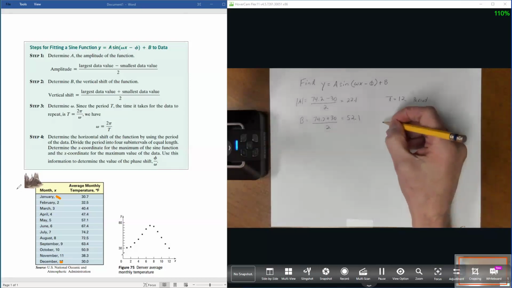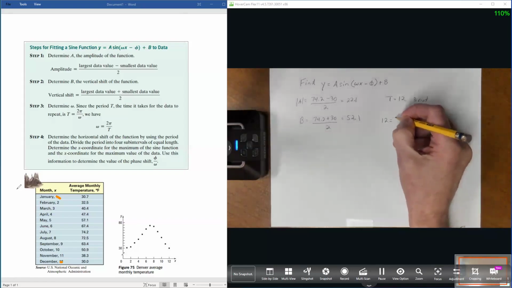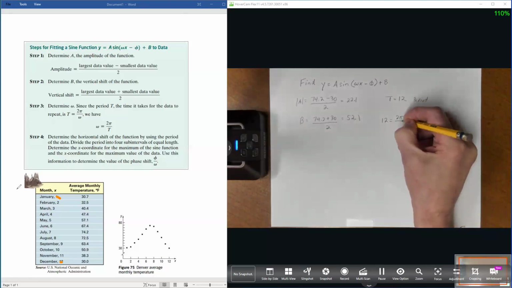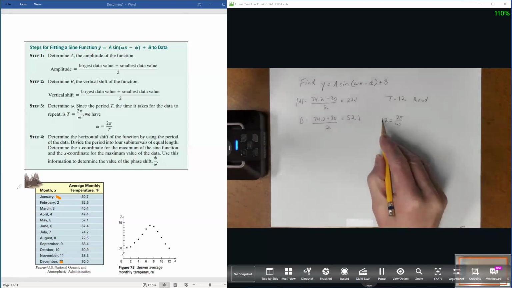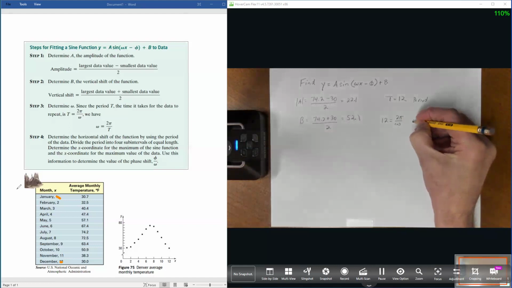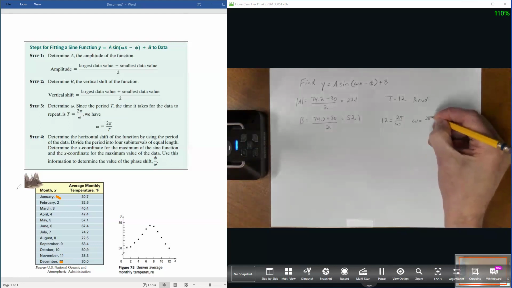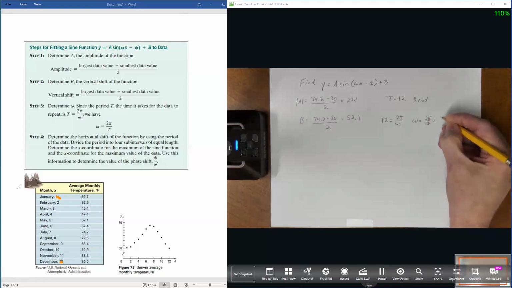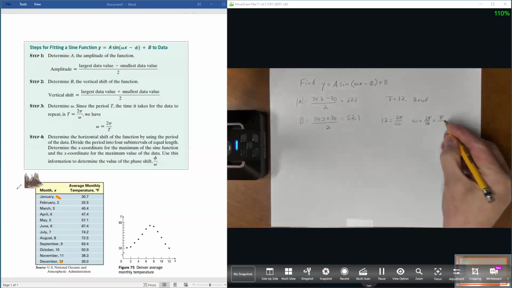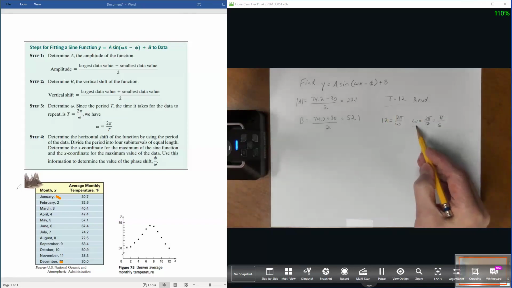So since we've got T, and we know that 12 is equal to 2 pi over omega, T equals the original period of 2 pi over omega should equal 12. That means omega is equal to 2 pi over 12, which reduces to pi over 6. Okay, so we've got the period and we've also got omega now.